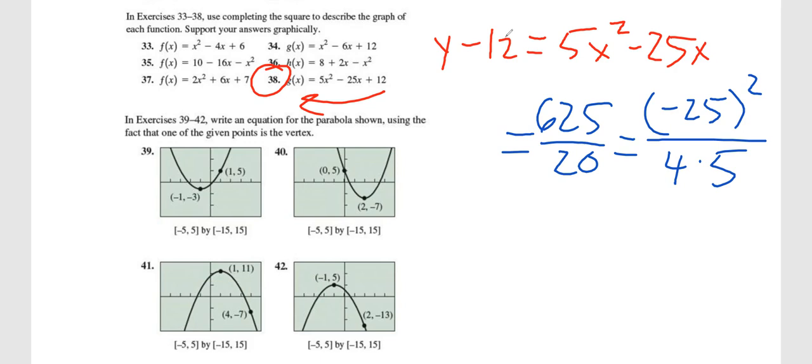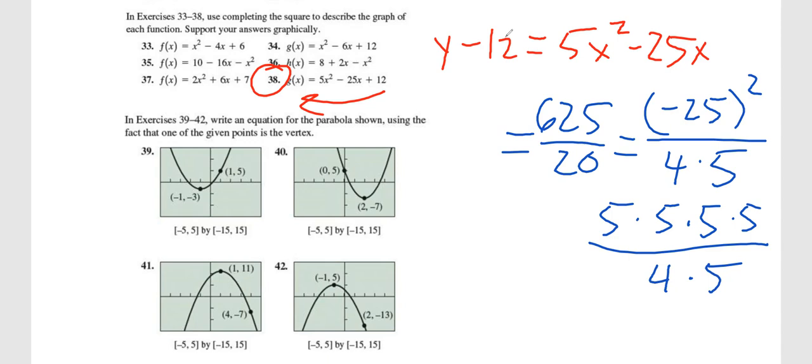For those of you who don't realize this, let's do this in slow motion. We have 5 times 5 times 5 times 5 on the top. Yes, folks, that's 25 squared. I got rid of the negatives because there's 2 of them, but I'm hoping you know that's okay. On the bottom, we've got 4 times 5. Does anything cancel out? One of the 5s does. So what do we have as far as a fraction is concerned? 125 over 4.